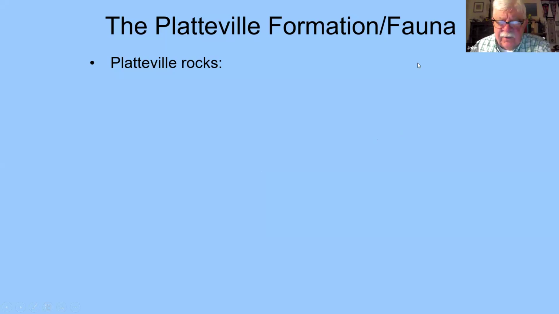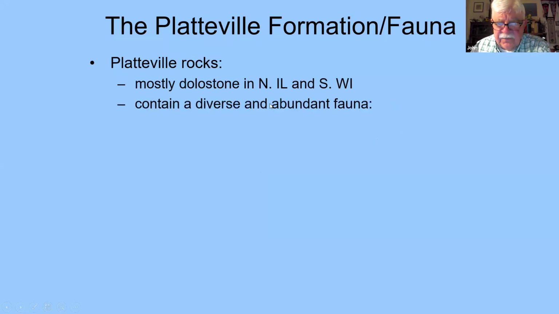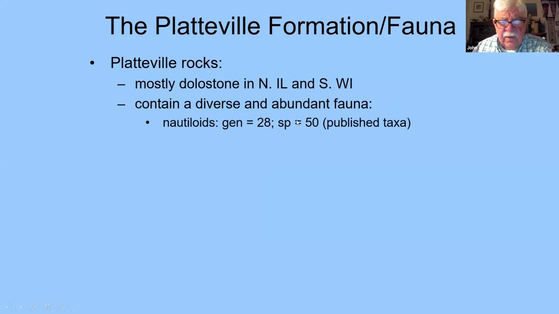Okay, the Platteville Formation and fauna, real quickly, because I've gone through most of this previously. Platteville rocks are mostly dolostone in northern Illinois and southern Wisconsin, which is good, and I'll explain why later. It contains a diverse and abundant fauna. Nautiloids of the published taxa, 28 genera and 50 species. Now remember, the Platteville was a relatively short deposition period. Bob Sloan thinks it was no more than 1 or 2 million years.